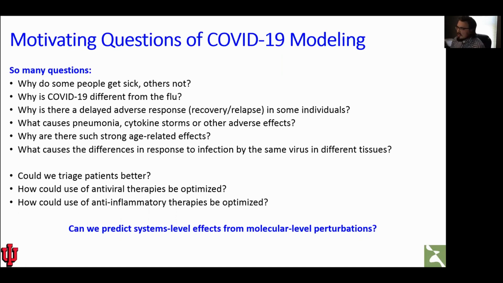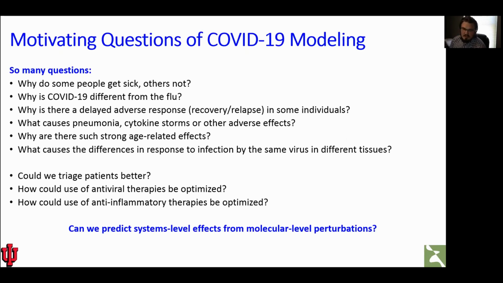We'd like to understand why COVID is so much different than something like influenza, something that's better understood, as well as why there's so many delayed adverse responses in individuals and complications associated with pneumonia and cytokine storm. We'd also like to know what are the particular mechanisms associated with age-related effects and why the elderly seem to be so much more adversely affected.